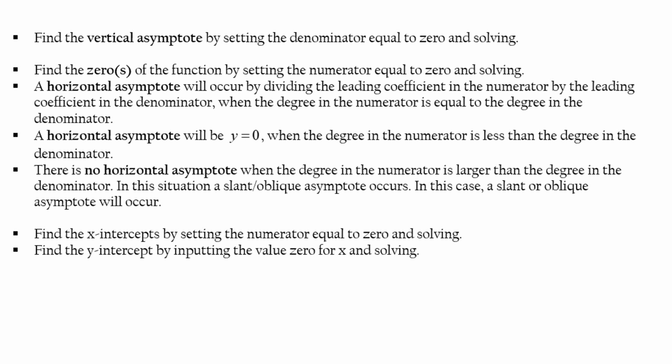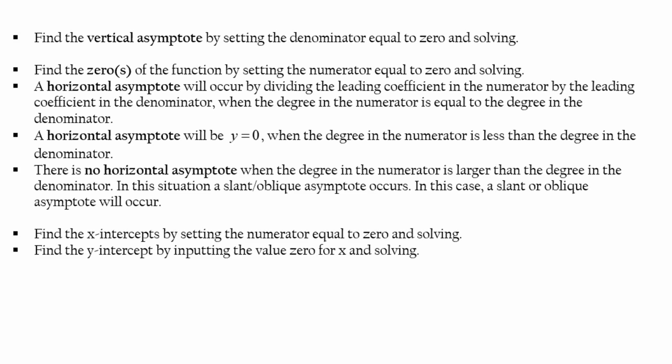Here are some rules. In order to identify vertical asymptotes of a graph, we're going to take the denominator, set it equal to 0, and solve. We can find the x-intercepts of a graph by setting the numerator of the rational function equal to 0 and solving. And to find the y-intercepts, we'll input 0 in for x and then solve for y. Horizontal asymptotes are a little bit trickier.